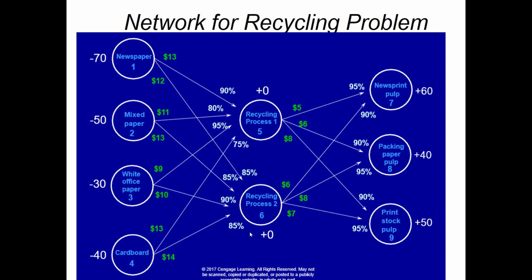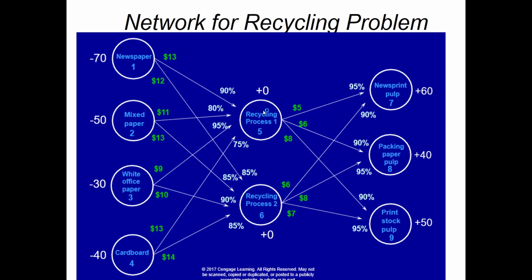Similarly, for node 6 we have the same situation, so 85% of x16, 85% of x26, plus 90% of x36 and 85% of x46 should be greater than the summation of x67, x68 and x69, so greater than or equal to 0.